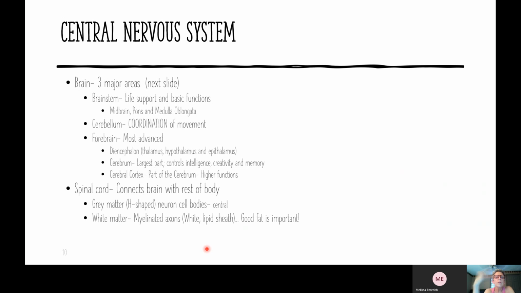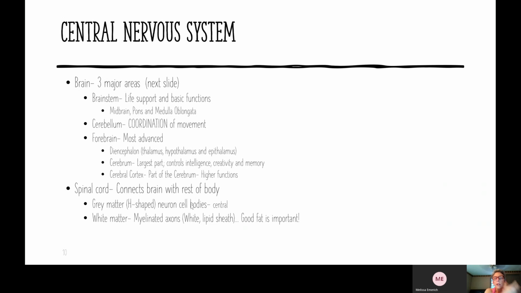And then, not separate from the brain, it's still connected to the brain, but the other piece of the central nervous system is, of course, the spinal cord. And that basically connects the brain with the rest of the body. The gray matter is the H-shaped part, which is the neuronal bodies of the cells themselves. And then the white matter is the myelinated axons, which have this white lipid sheath.